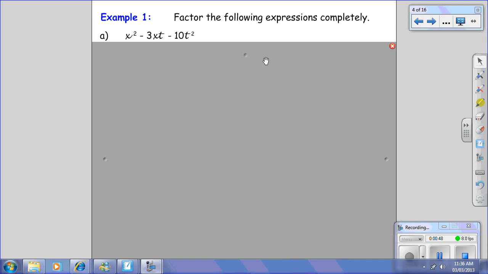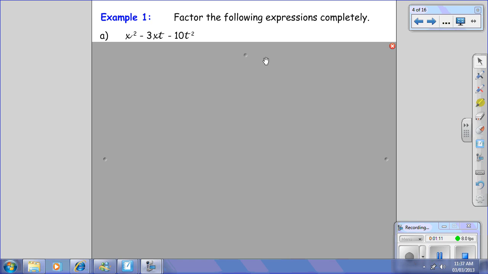So the first question we're going to factor is x squared minus 3xt minus 10t squared. So again, the first question we ask ourselves is there a common factor either within the numbers or the variable? And the answer to that is no. Now we're going to count our terms. We have 3 terms. So we are going to look for a perfect square trinomial or a simple trinomial.